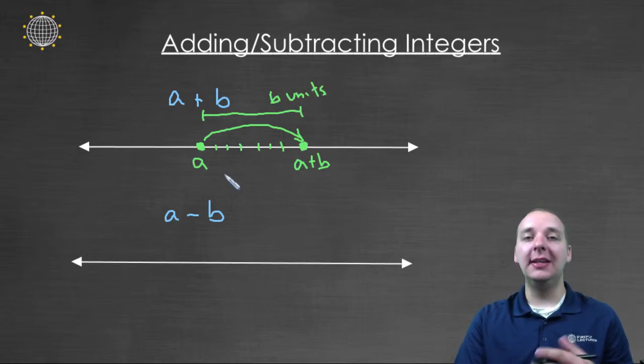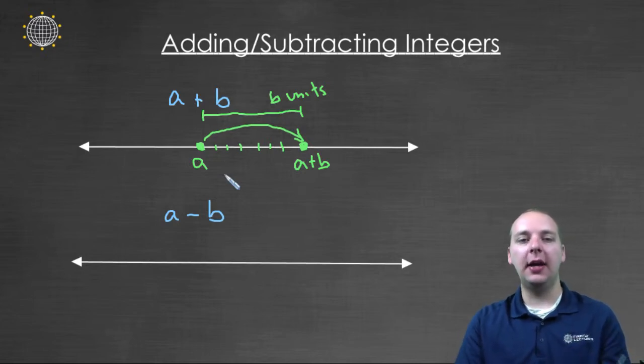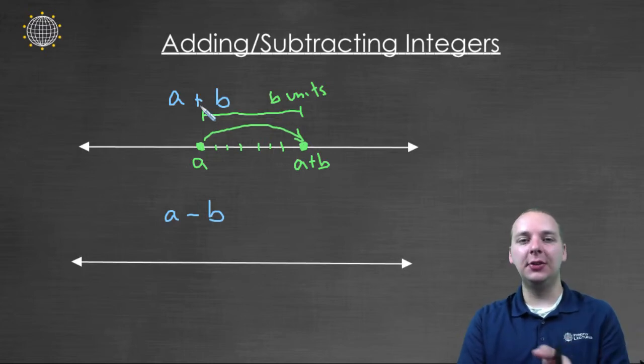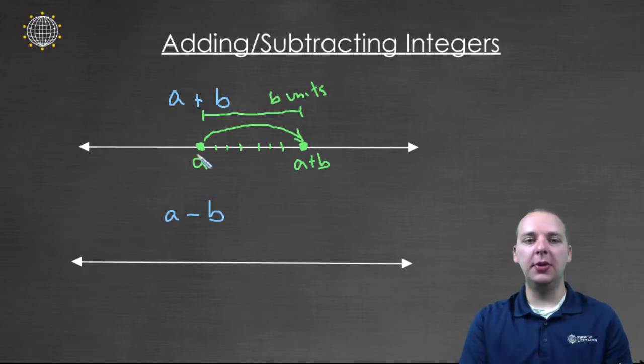Now if B was a negative number, we would actually go to the left of A, not to the right of A. But basically you can think of addition as moving farther down the number line, starting at A, and then adding on an additional B units, assuming that B is positive.